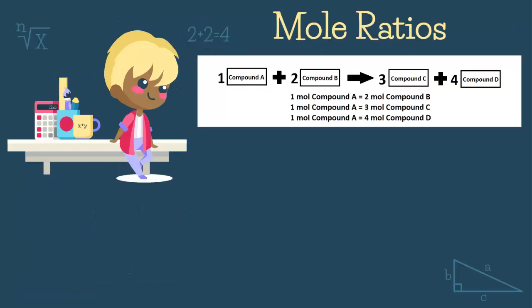So starting with mole ratios. Mole ratios just mean that we're using the coefficients in our balanced equation to figure out how many of compound A we need to balance out compound B. So for example, with these coefficients, we need 1 mole of compound A for every 2 moles of compound B. We need 1 mole of compound A for every 3 moles of compound C, and 1 mole of compound A for every 4 moles of compound D.